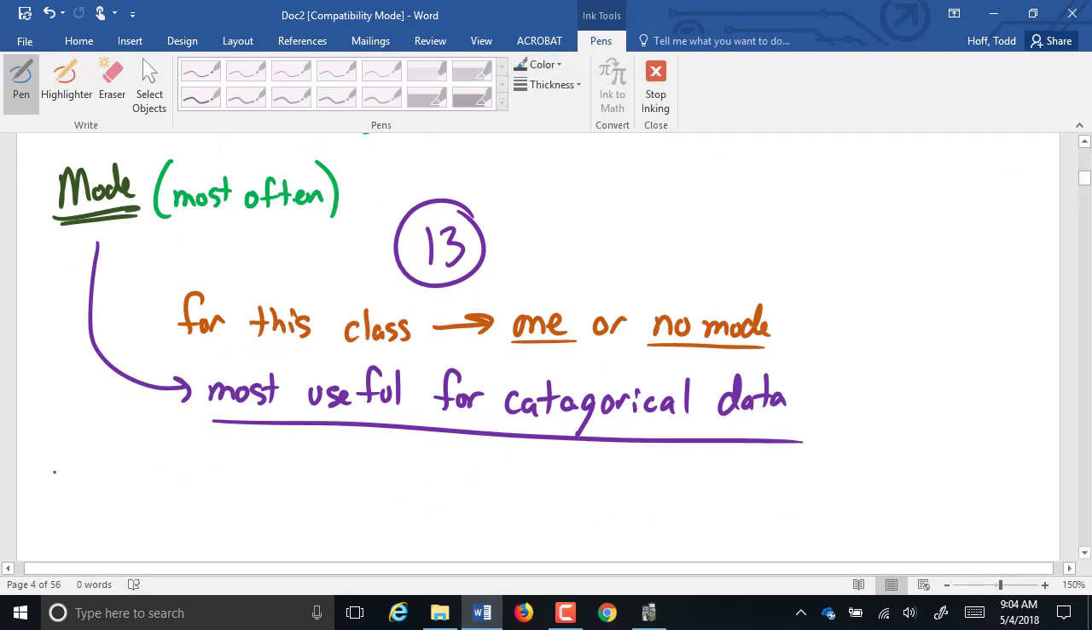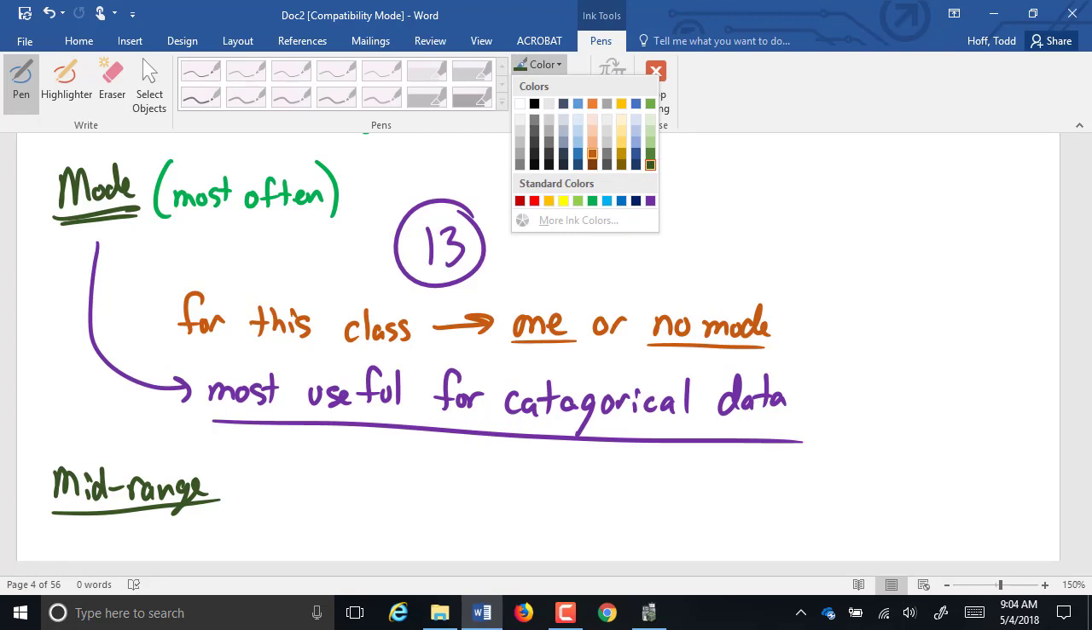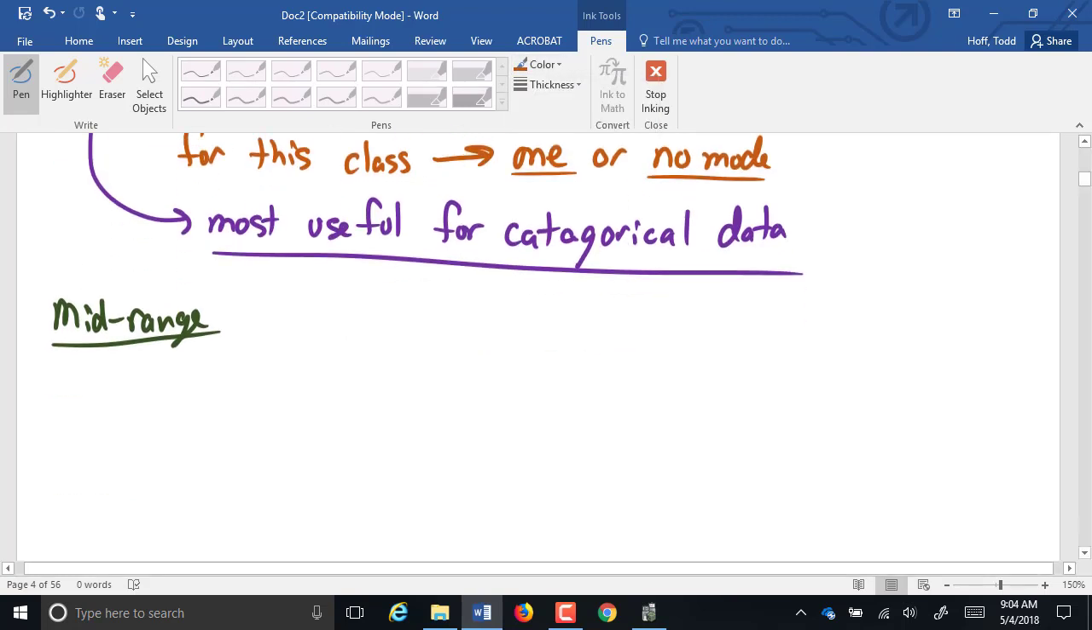Then there's also something called the mid-range. The mid-range is kind of a quick and dirty calculation. It involves something called the max and the min. The minimum is just the smallest number in the list. The maximum is the largest number in the list. The mid-range is found by averaging those two together.